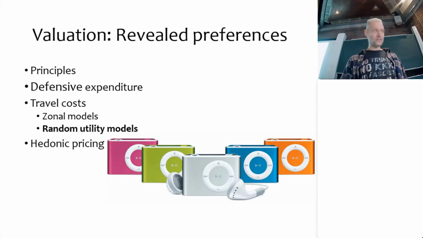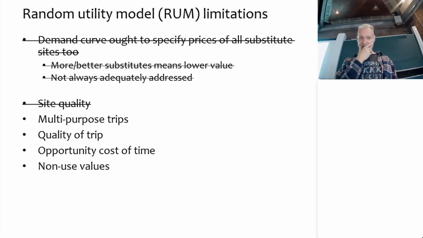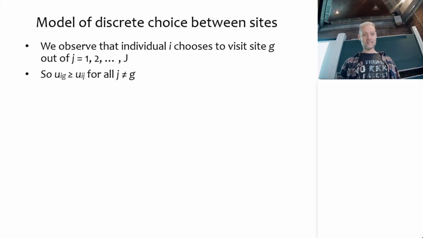Can we actually do this? Yes, we can. For that you need random utility models. These are different colored iPads, right? iPods, whatever. And there you can deal with those issues of site quality and competition between sites. You cannot do the other things.